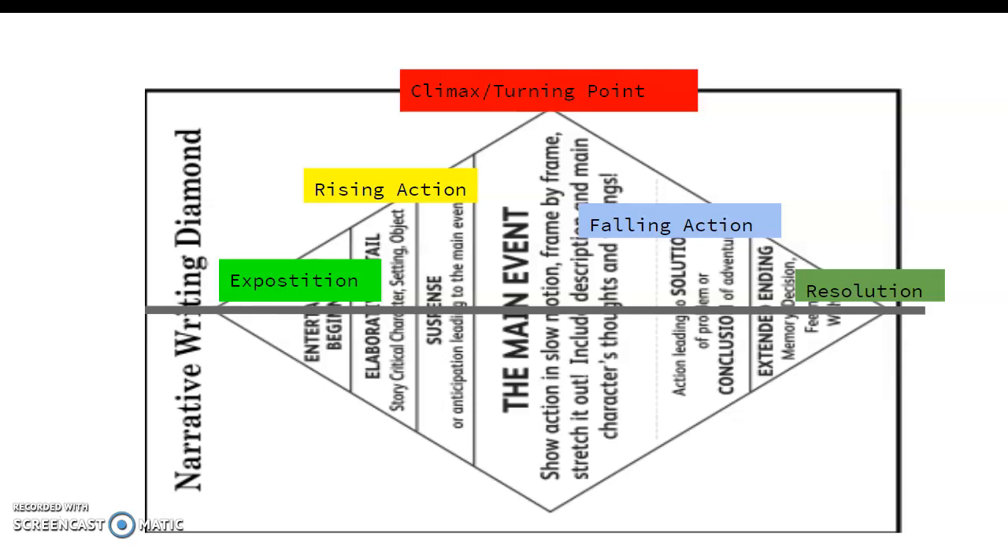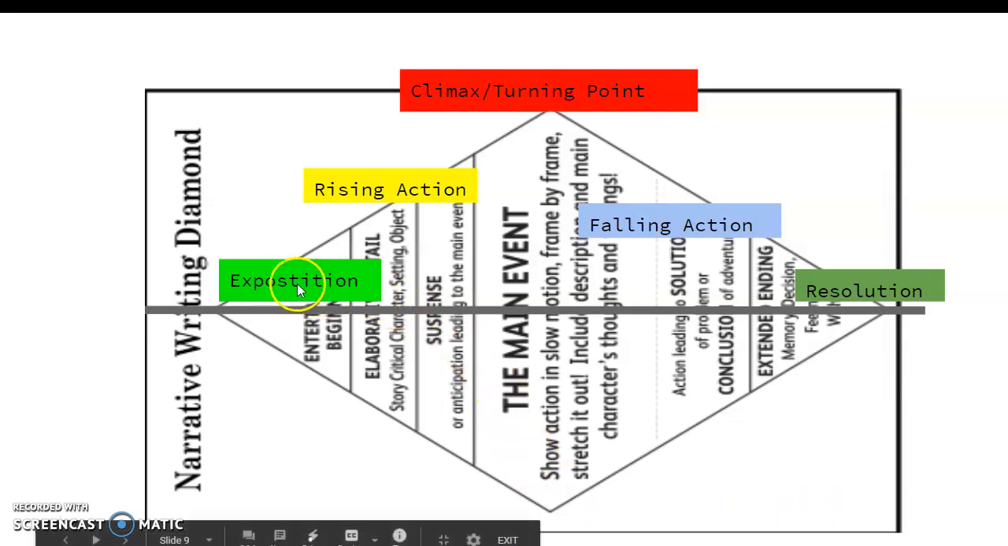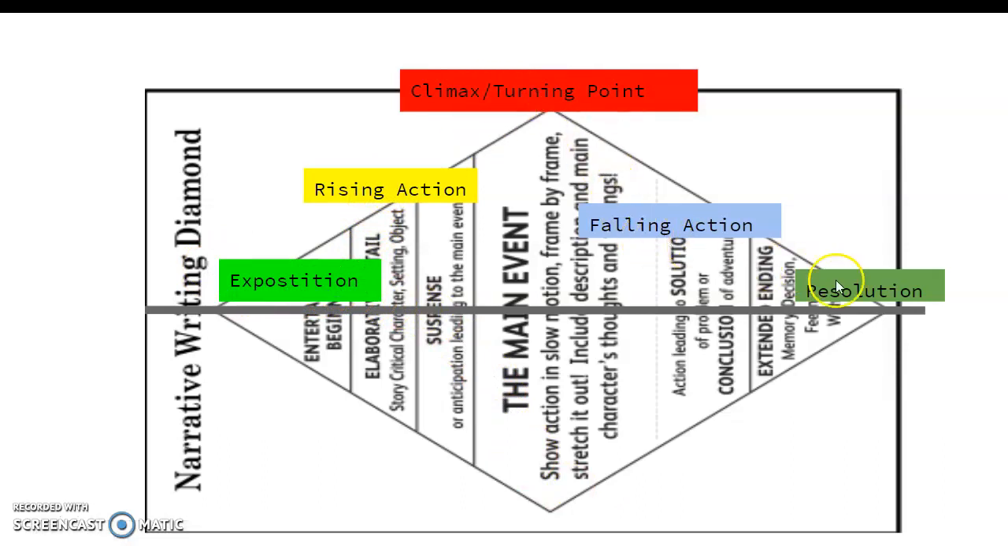And so when we're talking about this, we're talking about that exposition. We're talking about the rising action, the climax, the falling action, and the resolution. If you look, it follows that same pattern that we talk about in reading lessons.